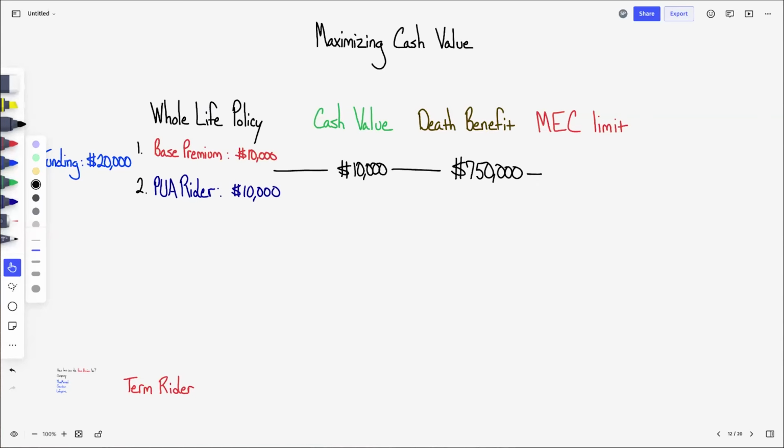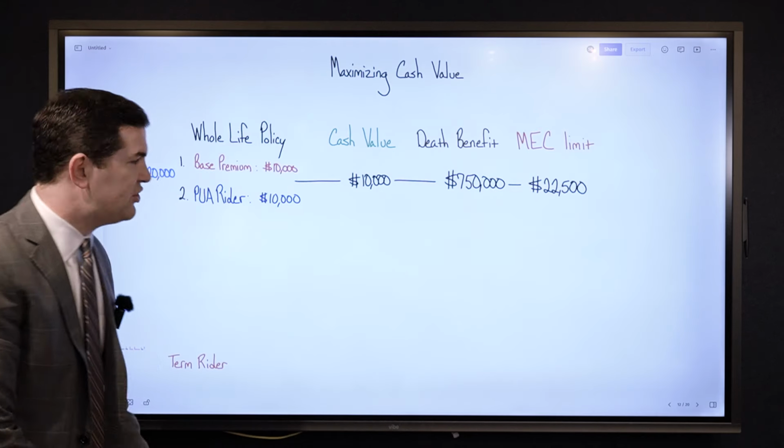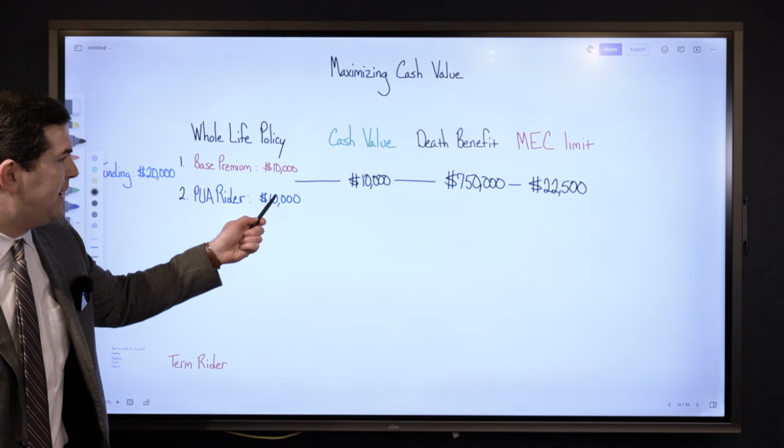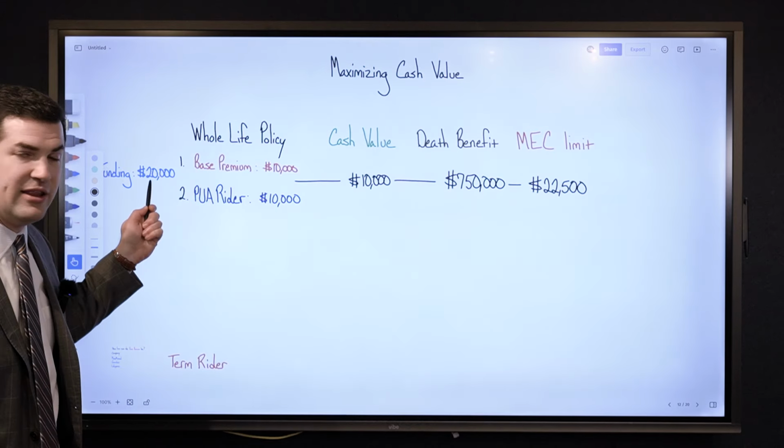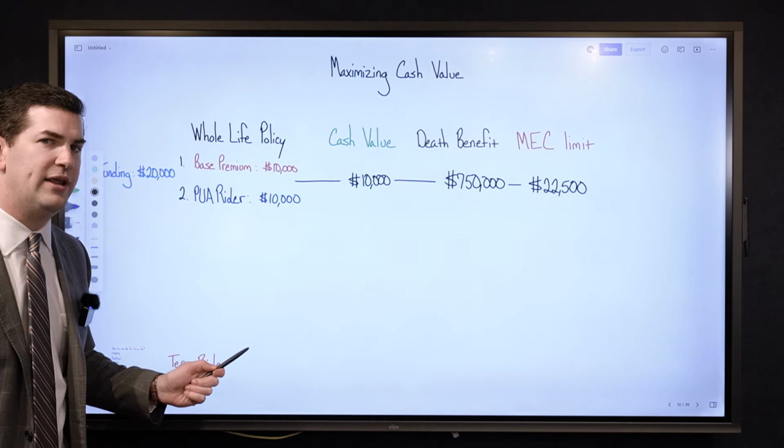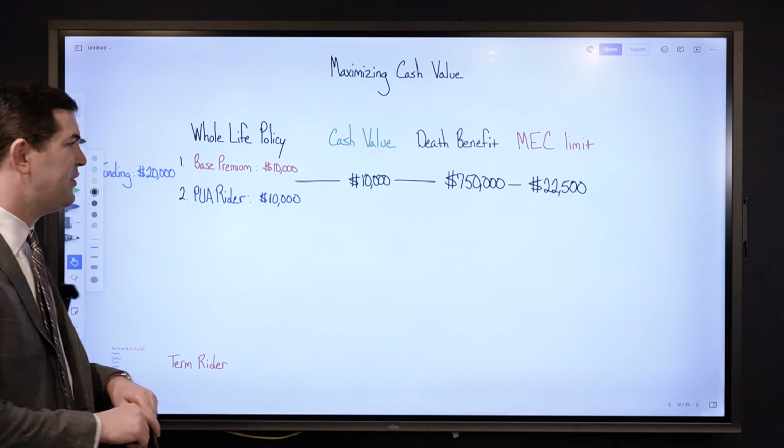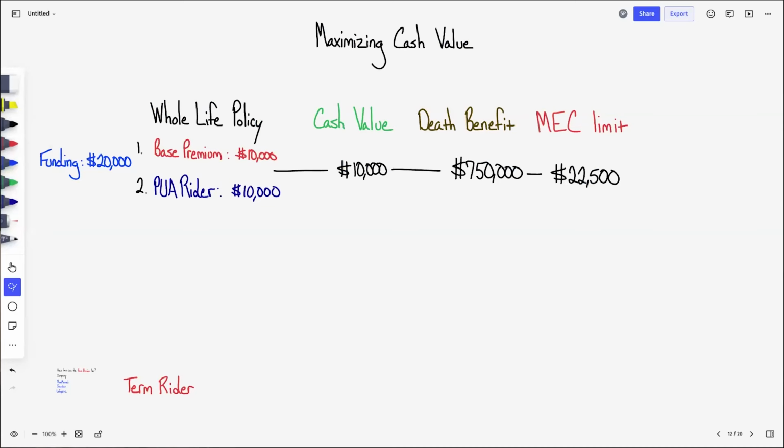Which means your MEC limit is, guess what? Also cut in half. So now instead of $45,000, that'd be $22,500, which allows me to put less money into PUAs in addition to my total out-of-pocket of $20K. Making sense?